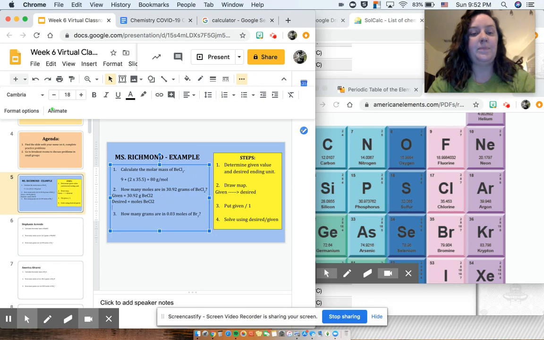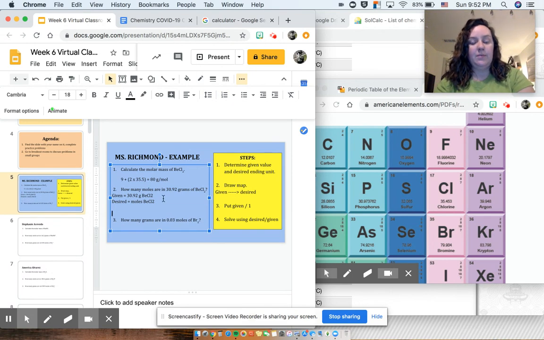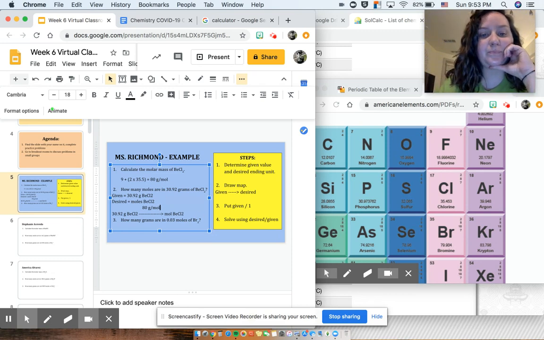There we go. Okay, so let me do step 2 here and draw out my map going from the given to the desired. So my given is 30.92 grams BeCl2. My desired is mole of BeCl2. And then what I write over the top of the arrow is the conversion factor, which again, I calculated up in number 1. So that's 80 grams per mole. That compares how many grams to moles of beryllium chloride, which is BeCl2.